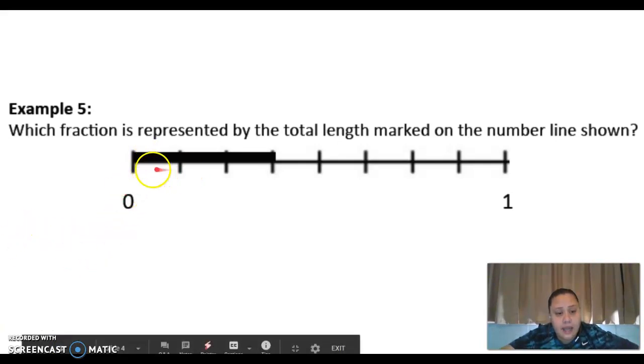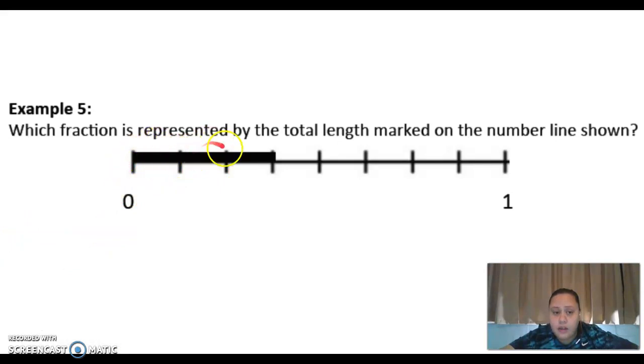You can count the space or you can count the jumps. So we got 1, 2, 3, 4, 5, 6, 7, 8. We are dealing with eighths. The fraction words are kind of hard to say, guys. So we're dealing with eighths. That is our bottom number. That is our denominator. Let's get that vocab up.